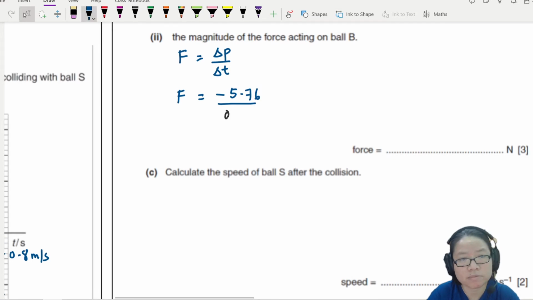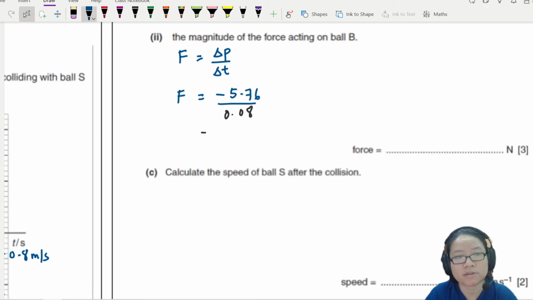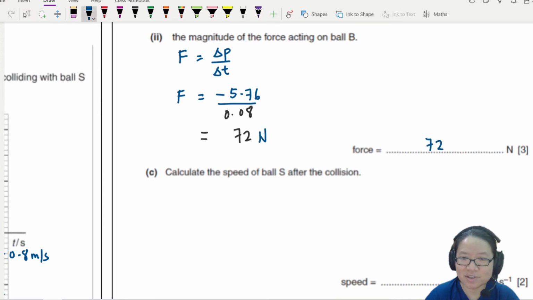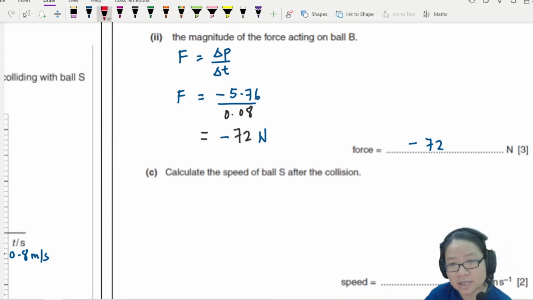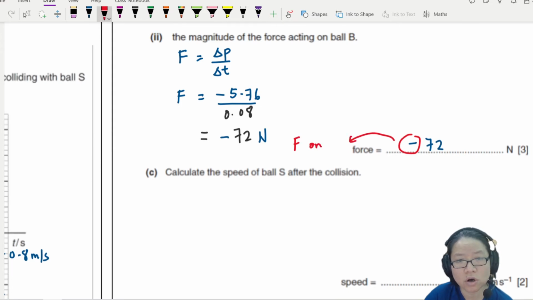That's why I can put 0.08 here. Okay, let's put that in, 0.08. And finally, I will get my force as 72 Newton. Okay, so this 72 Newton, there's a negative here. And why is there a negative there? Same reason. This negative here shows that the force on ball B is to the left.